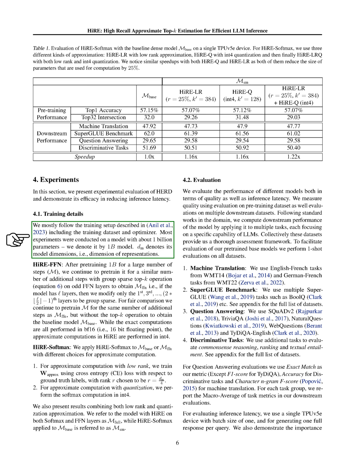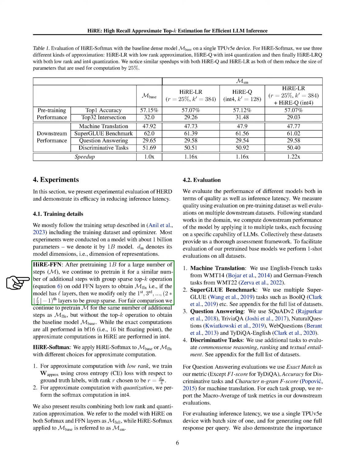Moving on to experiments, we evaluate the performance of our model, HiRE, showcasing its ability to reduce inference latency. Regarding training details, we largely adhere to the previously described training setup, including the dataset and optimizer used. Our experiments were primarily conducted on a model with approximately 1 billion parameters, which we refer to as the 1B model. The term, model dimensions, refers to the size of the representations within this model.